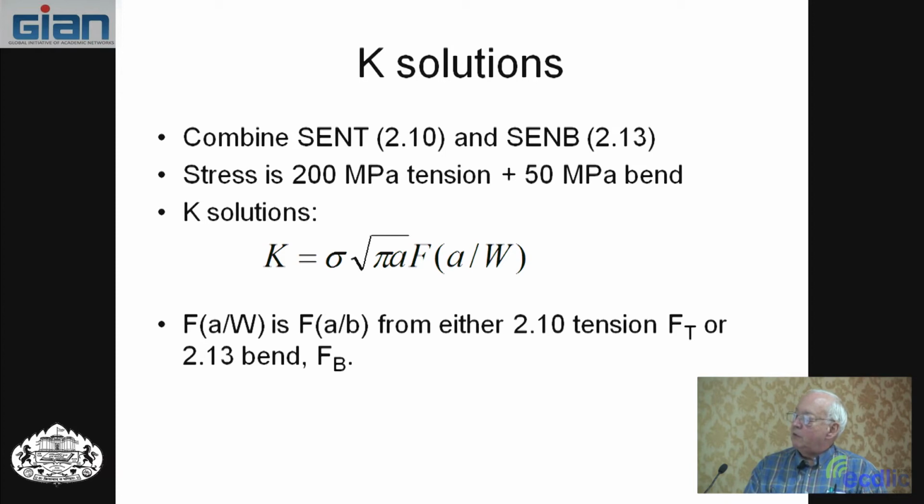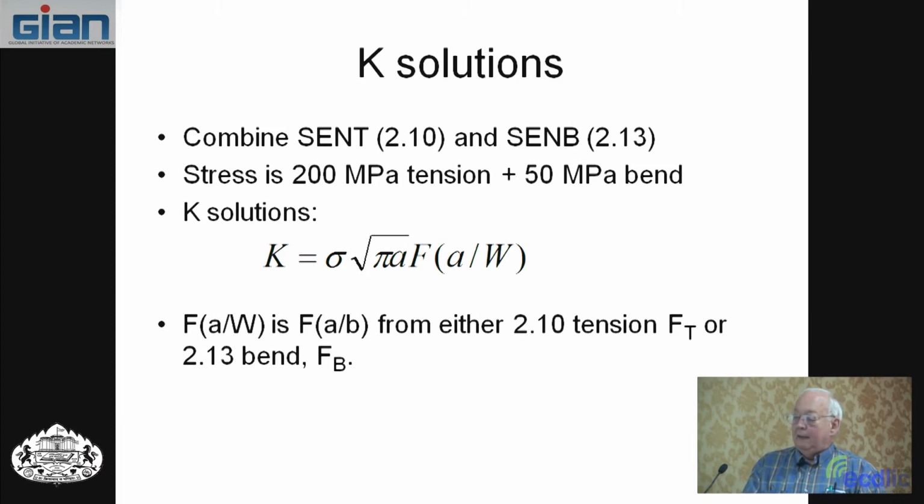Okay, K solutions. SCT is the tension, SEB is the bend. Tension has 200 MPa, bend has a range of 50, which is plus or minus 25, so the range is 50. Here's the K solution.